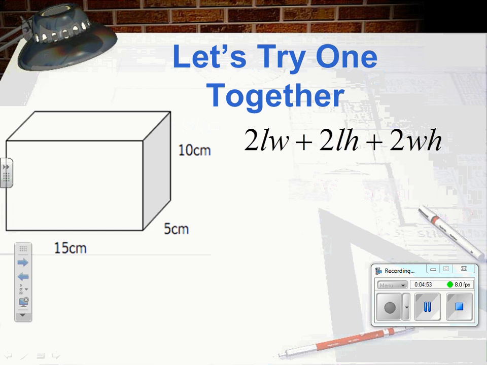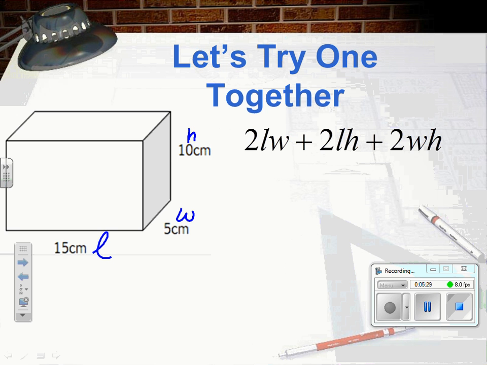So let's try this one together. First of all, when we look at this rectangular prism, the very first thing I want you to do is label your length, width, and height. For me, it does not matter how you label it, because this rectangular prism could stand up on its side and the length, width, and height might feel different. But in this case, I'm going to say this is my length, this is my width, this is my height. So now that I know what L, W, and H are, L is 15, W is 5, H is 10.